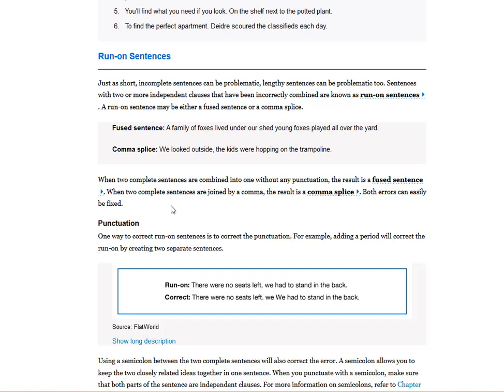When two complete sentences are joined by a comma, the result is a comma splice. My definition is: a comma splice is when you use a comma between two complete sentences and you use that comma unnecessarily. But obviously it's the same thing. You just have to memorize their wording.